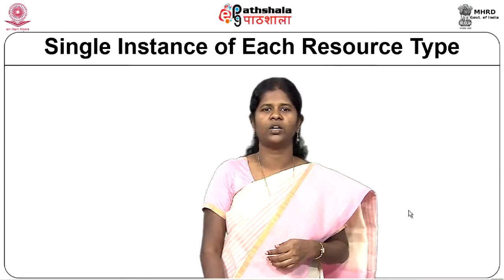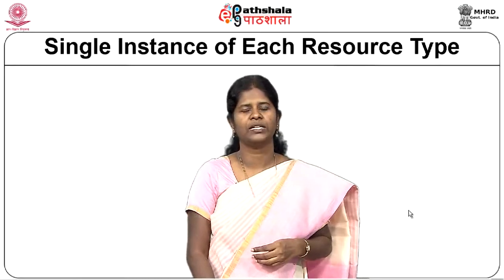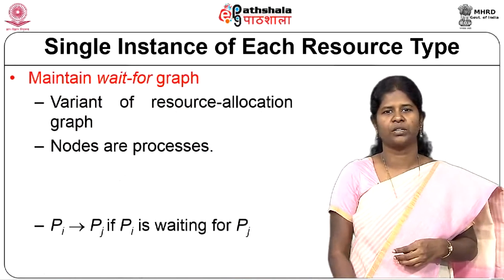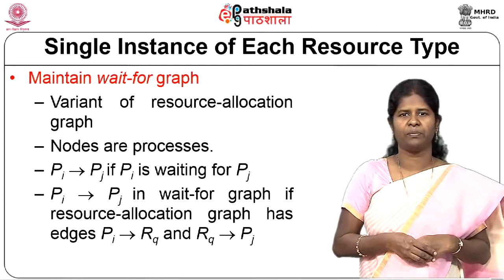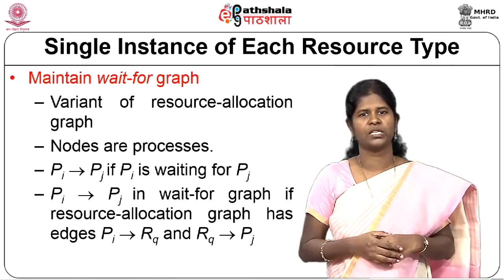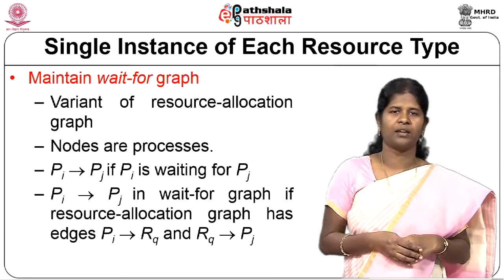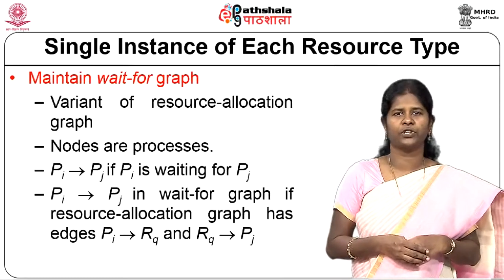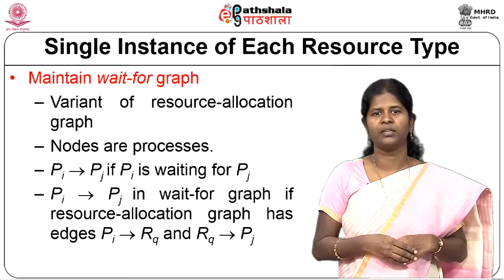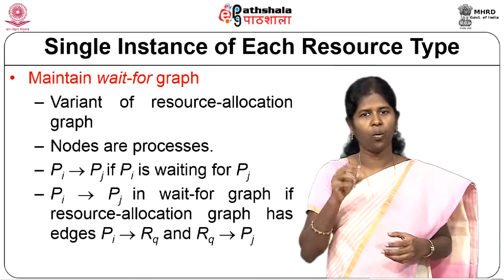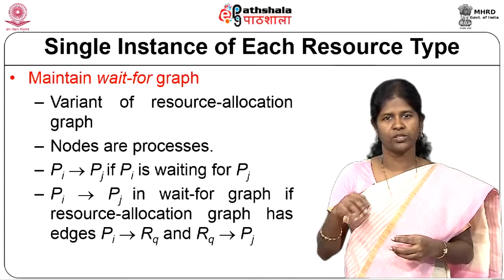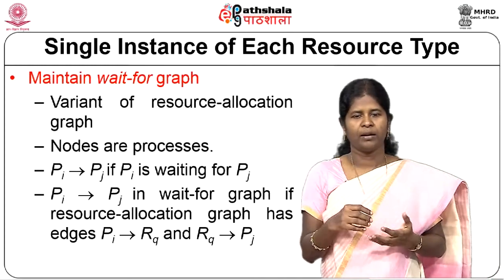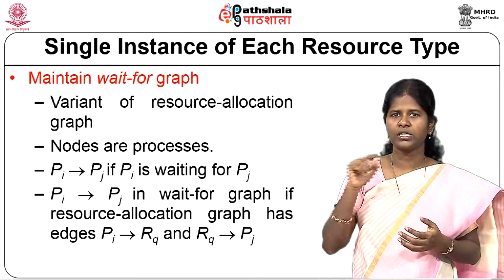First, deadlock detection when you have a single instance of each resource type. When you have a single instance of each resource type, you have a variant of the resource allocation graph, which is called a wait-for graph. In this wait-for graph, the nodes are only the processes. You do not have nodes corresponding to resources.